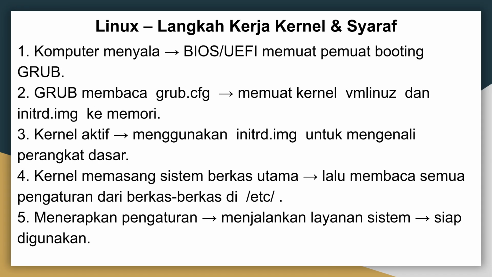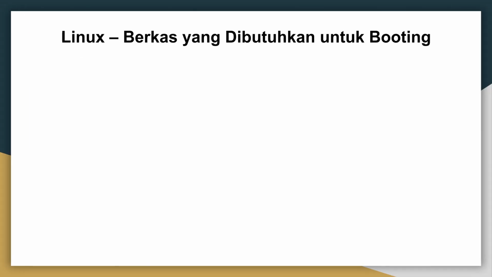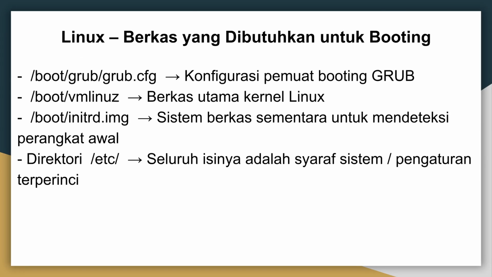The Linux boot sequence begins with GRUB, which loads the kernel and initial RAM disk. The kernel then mounts the main file system and reads configuration files from the /etc/ directory to prepare services. Key files for Linux booting include the GRUB configuration, the kernel image, and the initial RAM disk, while the /etc/ directory serves as the primary hub for system-wide settings.